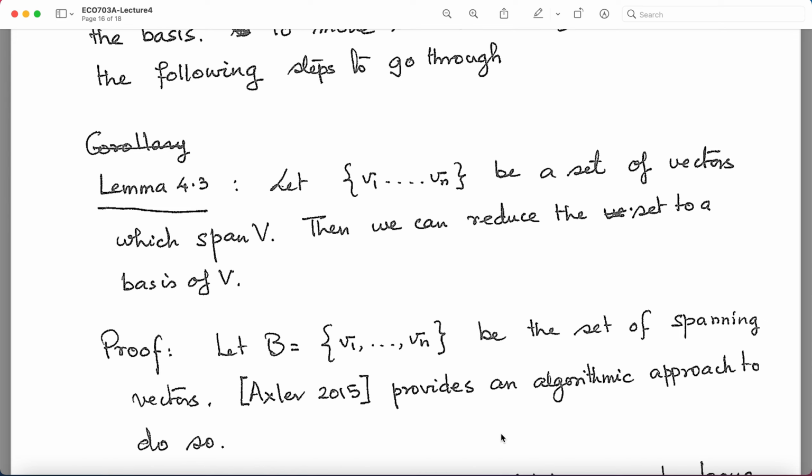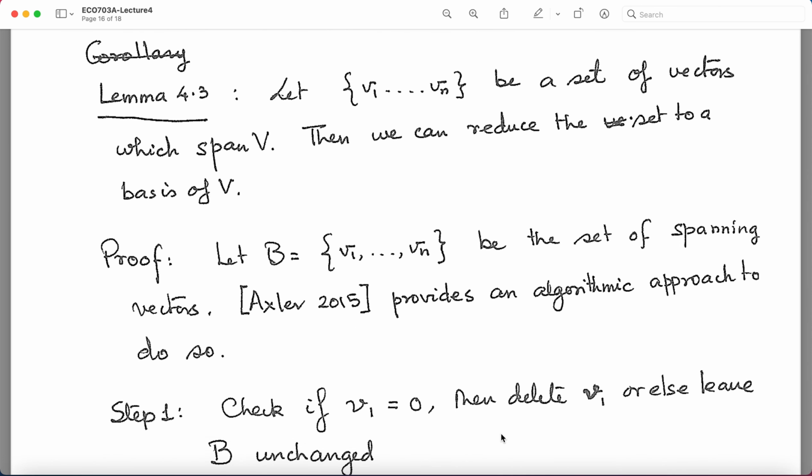Then we can throw away certain vectors, so that the final list that remains will give me a basis of V. Here again the process is pretty algorithmic, and let us see what it actually is. So, let B equal v1, v2, ..., vn be the set of spanning vectors, and let us see how Axler's algorithmic approach makes it a delightful way to move.